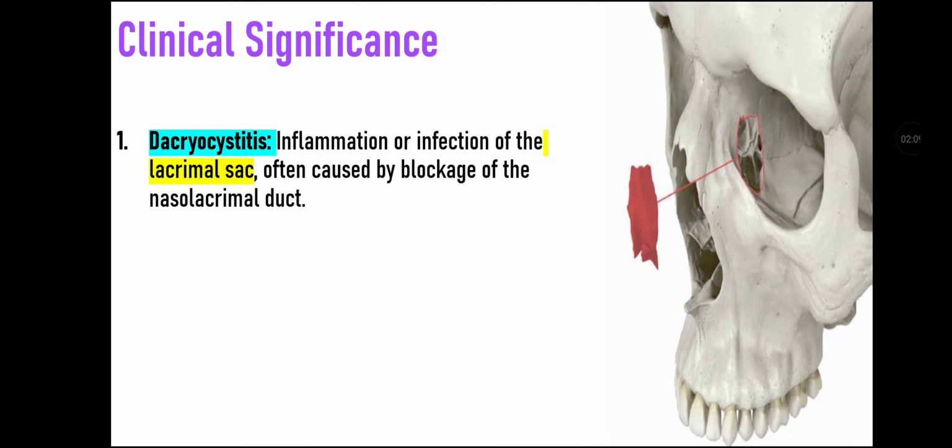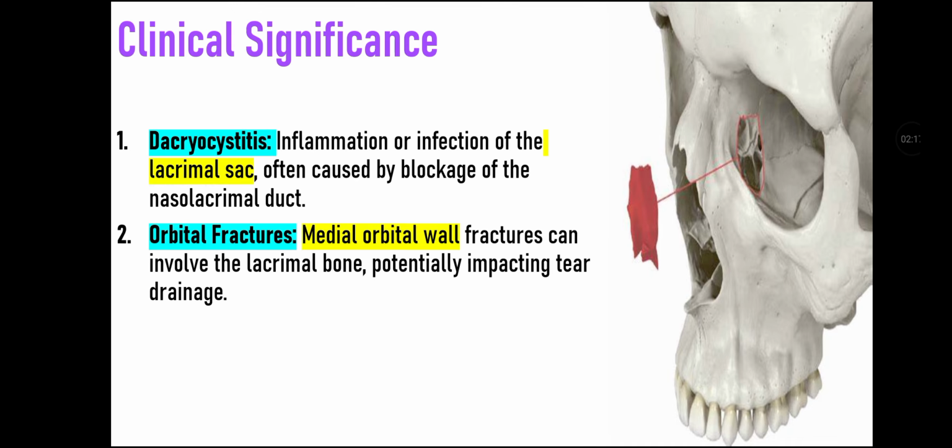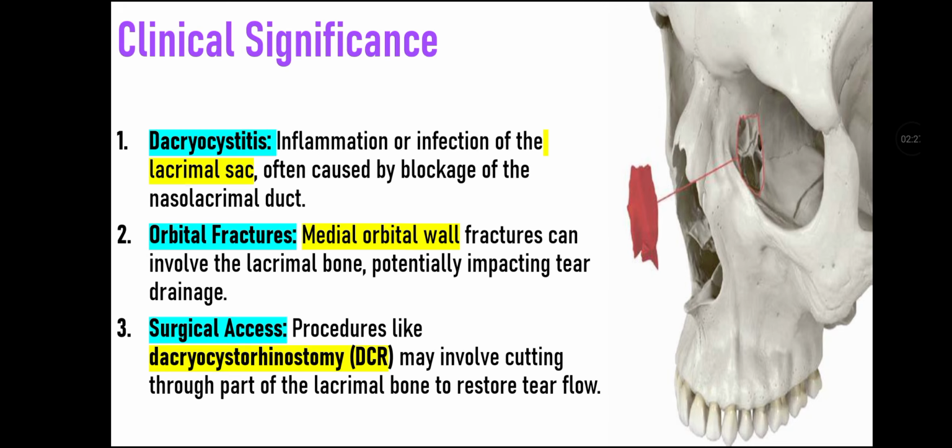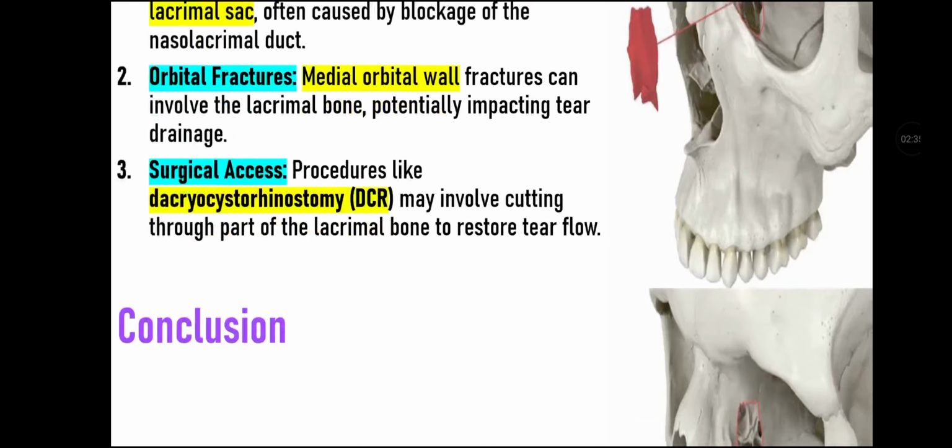Talking about its clinical significance, it has dacryocystitis, that is inflammation or infection of the lacrimal sac, often caused by blockage of the nasolacrimal duct. Second significance is orbital fracture, that is a medial orbital wall fracture that can involve the lacrimal bone, potentially impacting tear drainage. Third is surgical access, for procedures like dacryocystorhinostomy that may involve cutting through part of the lacrimal bone to restore tear flow.